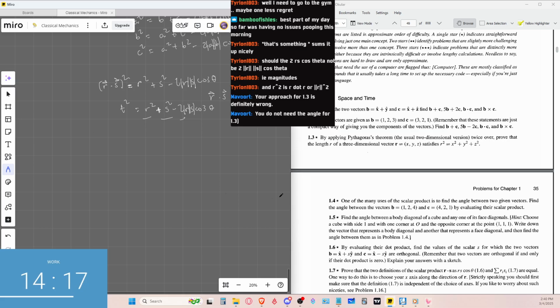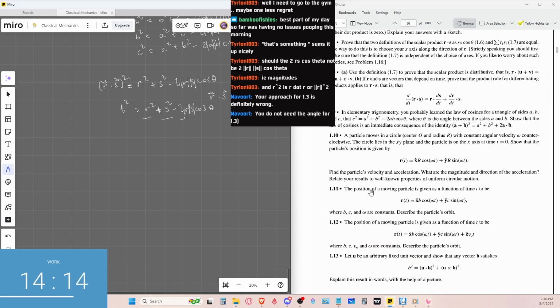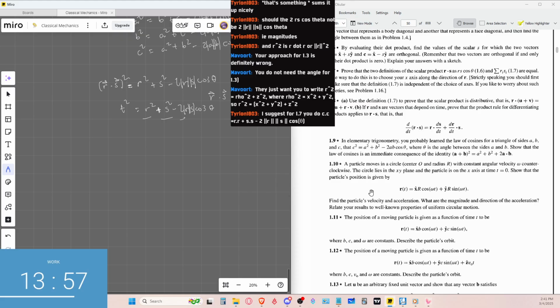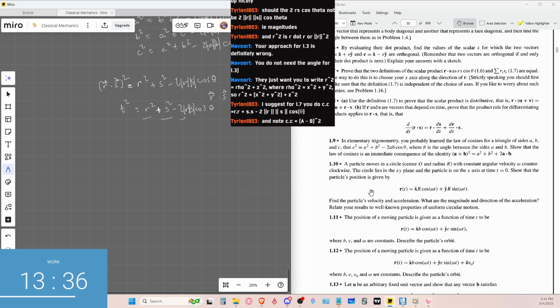So, where were we? Oh yeah, we were trying out 1.9. They just want you to write r squared, rho squared, where rho squared equals, they just want you to write this rho squared, where rho squared is equal to x squared.